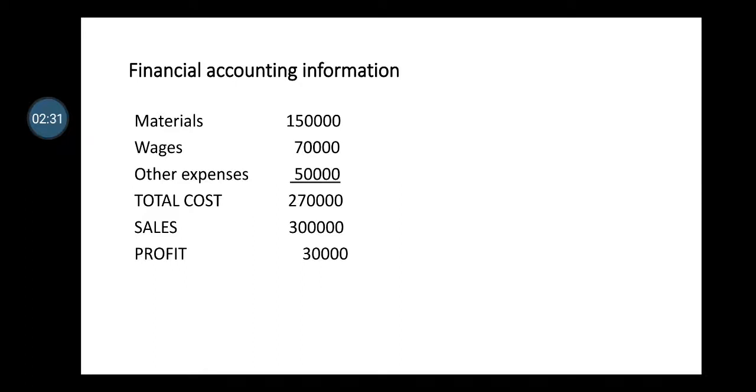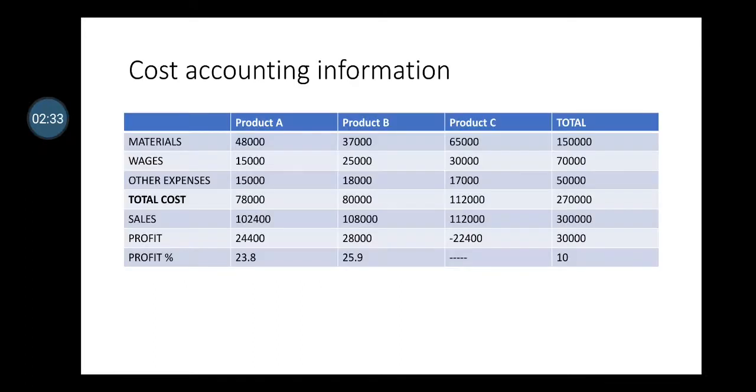Now if you see cost accounting information, how it will be. In cost accounting, the information provided will be like this: product A, product B and product C, the cost of materials, the cost of wages, the other expenses, the total cost, sales, and we can see the profit as well as the profit percentage. By looking at this, we can clearly make out that product B has the highest profit percentage, which is 25.9%, whereas product A has got 23.8%.